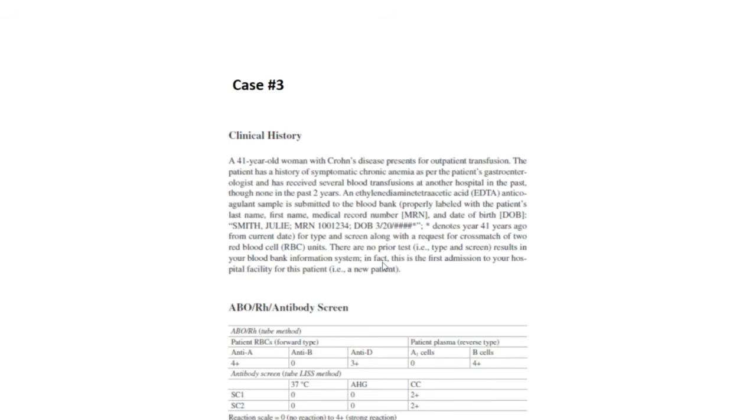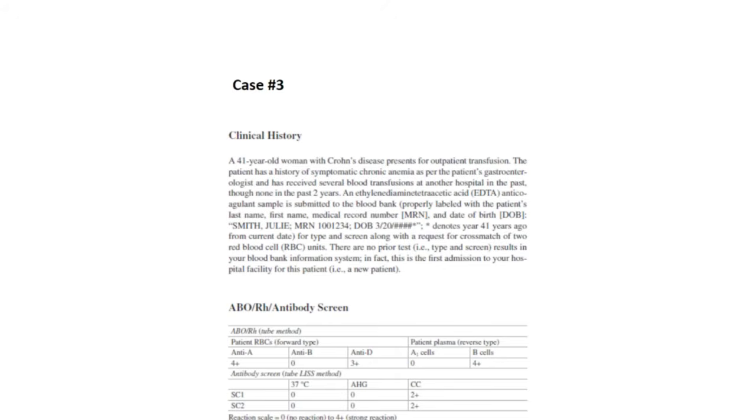All right, case number 3. So this is a good case that really highlights transfusion safety and the problems that can arise. So the history here is it's a 41-year-old woman with Crohn's disease who presents for outpatient transfusion. The patient has a history of symptomatic chronic anemia as per the patient's gastroenterologist and has received several blood transfusions at another hospital in the past, though none in the past 2 years. So these are old transfusions.